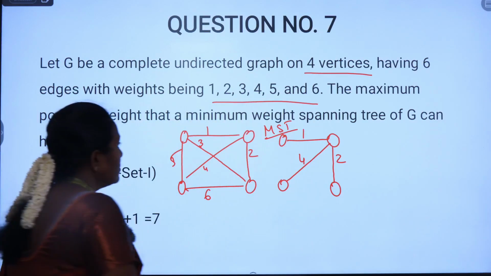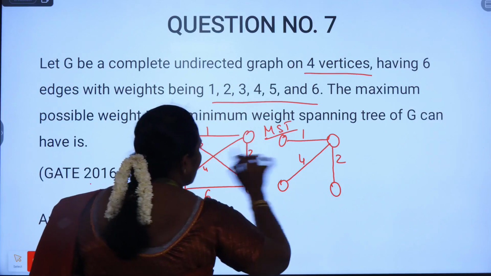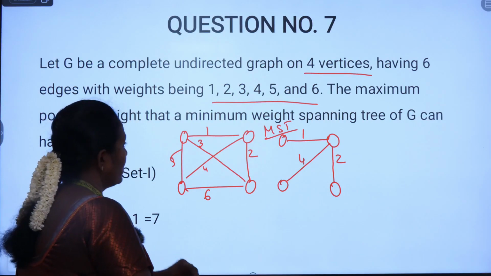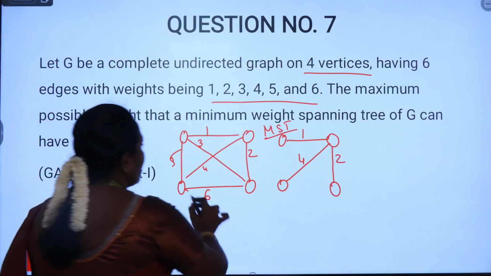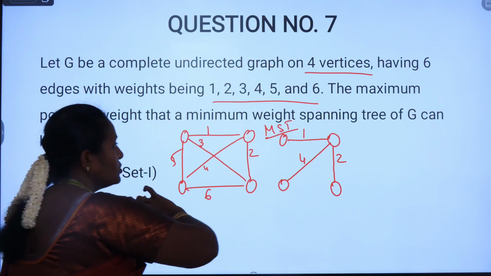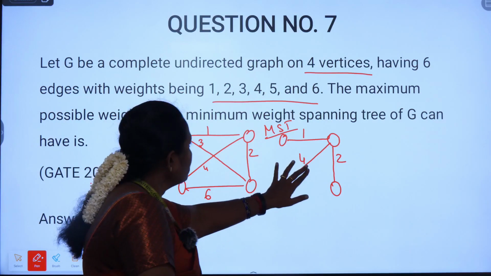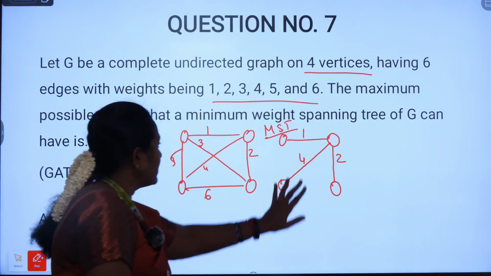Okay, so this is the minimum spanning tree, because if you consider this edge, that will be a closed one, so we cannot consider that one. If you consider this lowest also, this is a closed one. If you consider this one, this is also a closed cycle. Therefore, this is the minimum spanning tree for this particular graph.